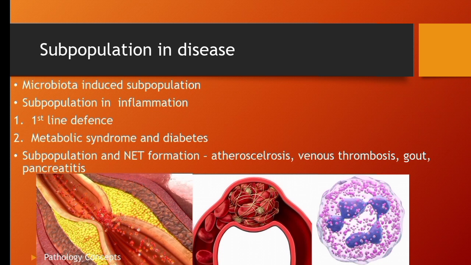Subpopulation and the NET formation. The NET formation is seen in several processes like atherosclerosis, venous thrombosis, and inflammatory conditions like gout and pancreatitis.